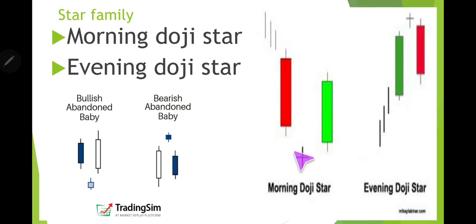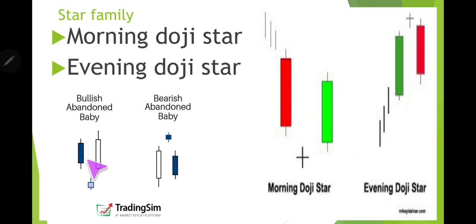And in case the candle that was in the star position was a Doji like this, we'll call that morning Doji star. And in case it was a Doji there, we'll call it evening Doji star. So it's morning Doji star and evening Doji star, very similar to the morning star and the evening star. And then we also have the bullish abandoned baby and bearish abandoned baby.